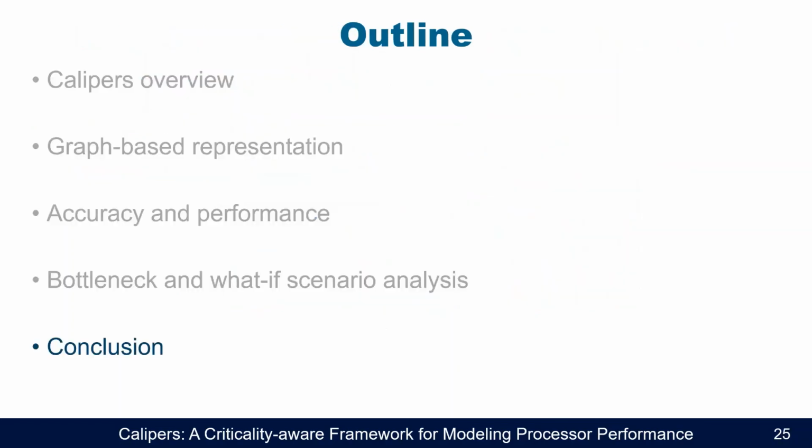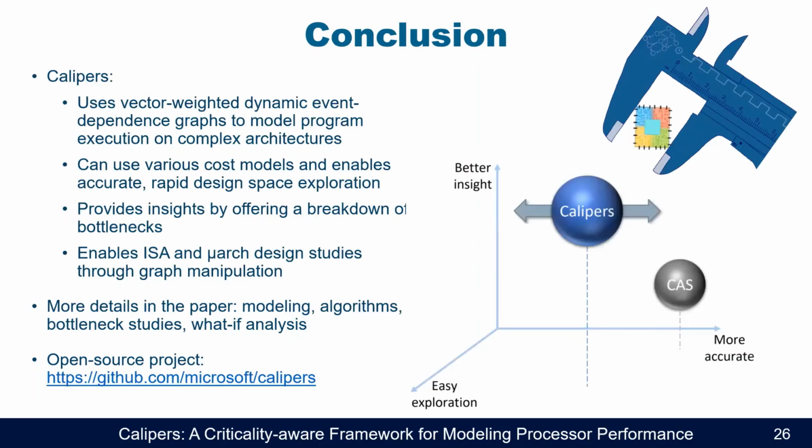Okay, let's move on to the conclusion. So Calipers models the program execution on a processor using an event dependence graph whose edge weights can be vectorized. We saw that Calipers can use various cost models to build the graph at desired accuracy and enable rapid design space exploration. We also saw how the breakdown of bottlenecks by Calipers provides insights on the design and how straightforward adjustments to the graph can enable various ISA and microarchitecture studies. Please refer to the paper for more details and discussion on modeling the leverage algorithms and other design studies.